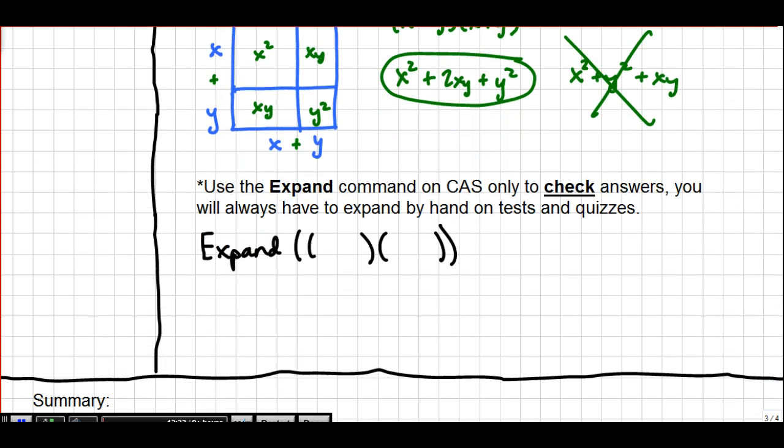There are some questions in the homework that ask you to expand using your CAS calculator. I would like to just recommend that you only use the expand command when you are checking your answers. There will never be a situation where I will give you a CAS and ask you to use the expand command. Every time you're asked to expand in a question, you will have to do it by hand, either using the binomial square theorem or the rectangle picture or the FOIL method. So expansion on your CAS will only be used for checking. You will always have to expand by hand on tests and quizzes.